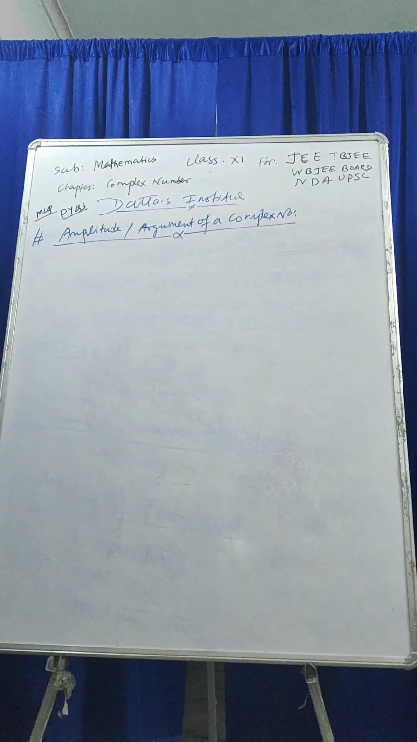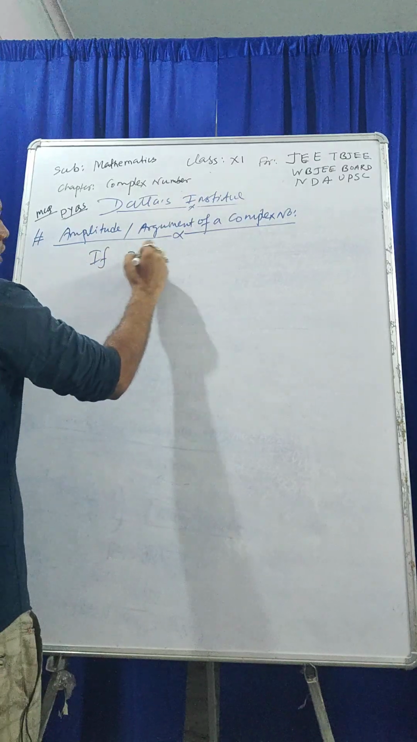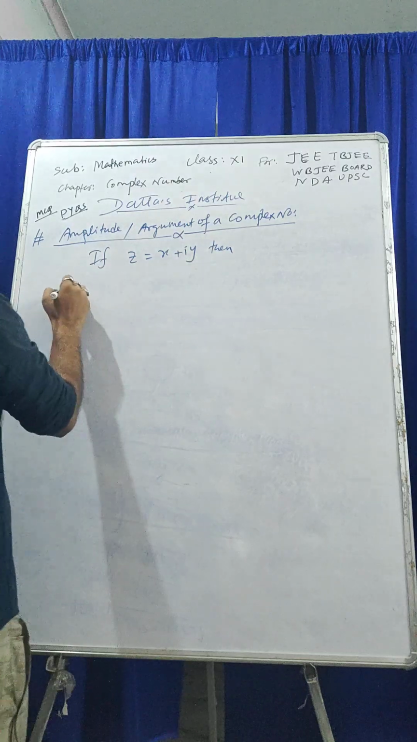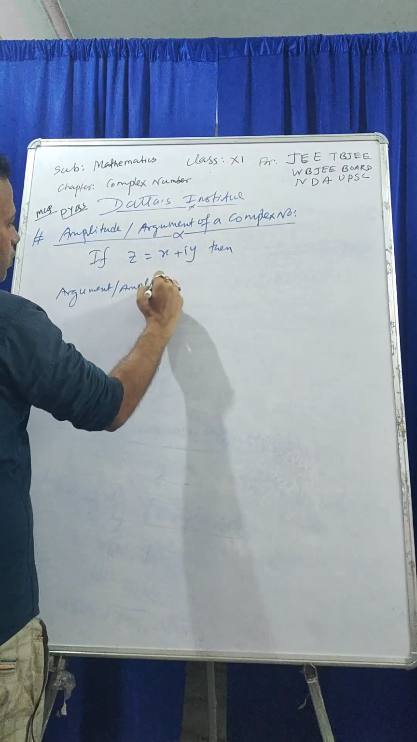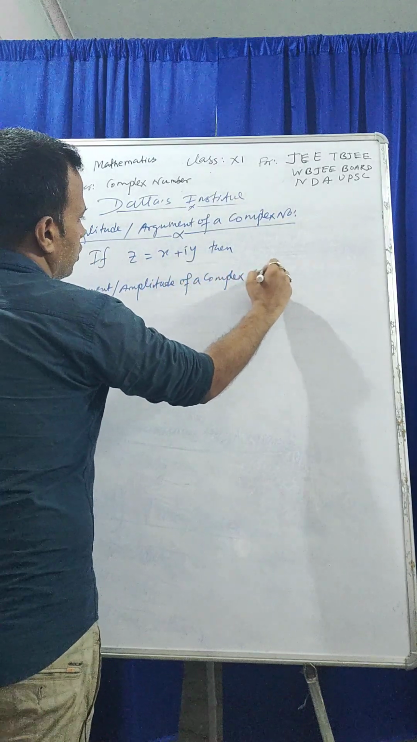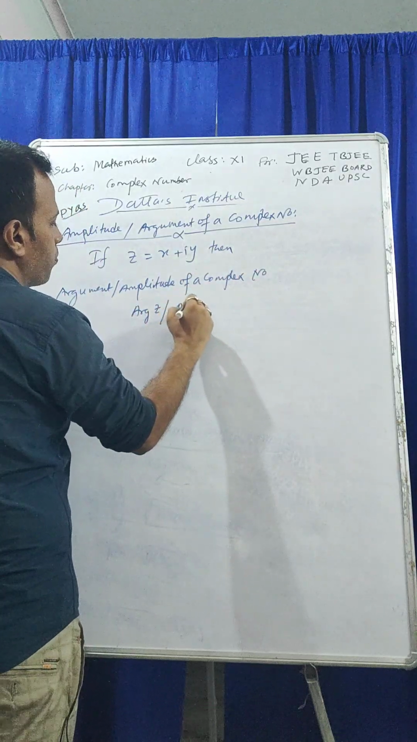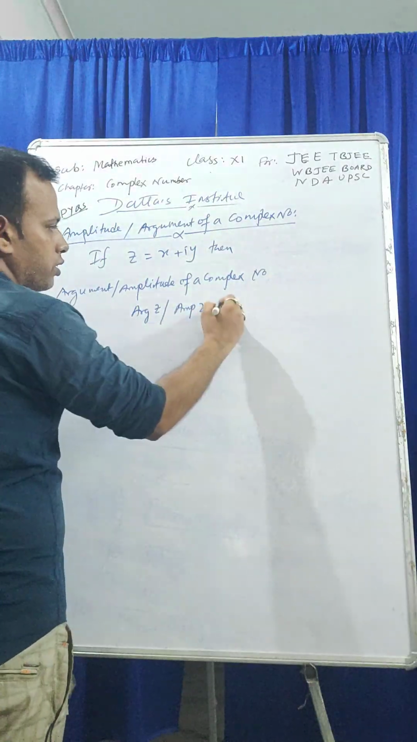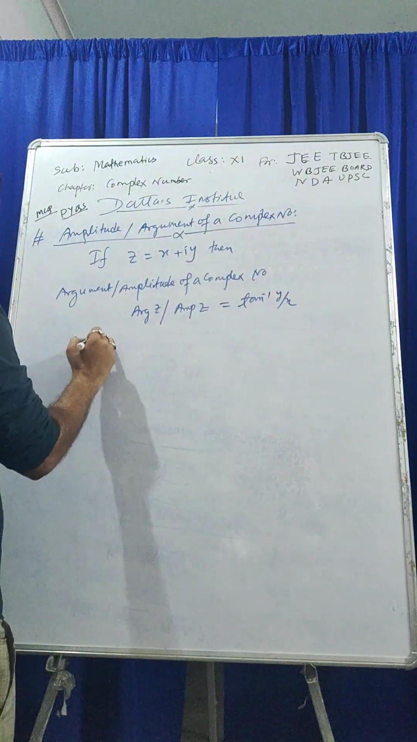Okay, amplitude or argument of a complex number. Let Z equal x plus iy. Then the argument, or you can say amplitude, of a complex number is denoted by ARG Z or AMP Z. ARG means argument Z and AMP Z means amplitude Z, equal to tan inverse y by x. Let me take one example here.